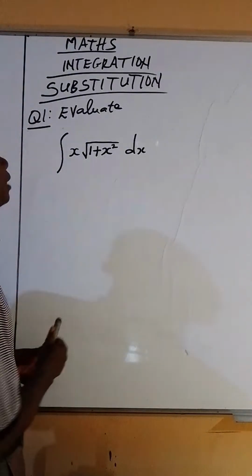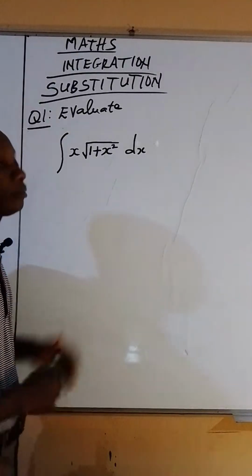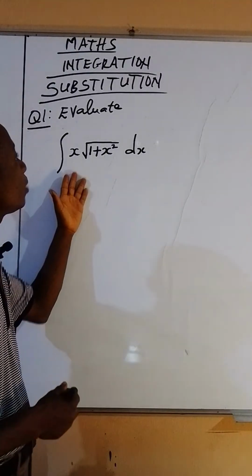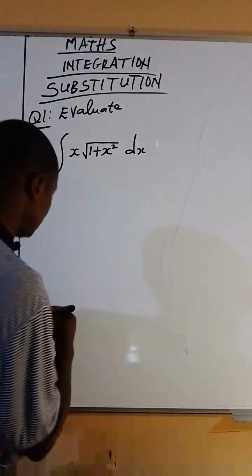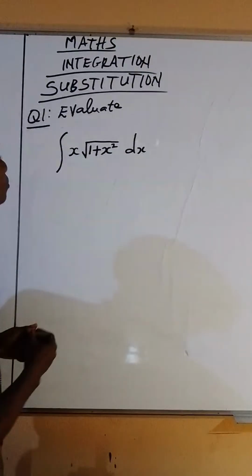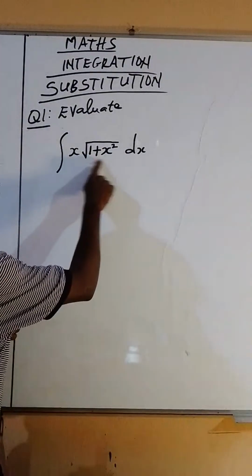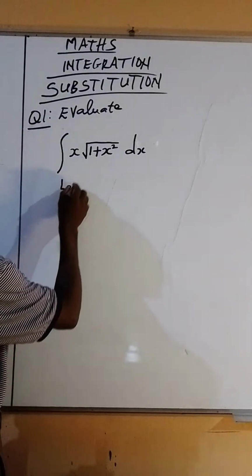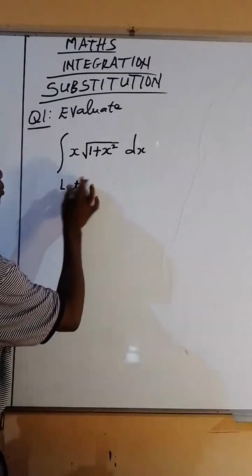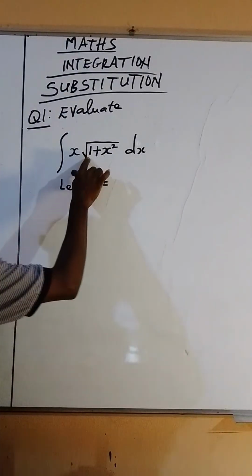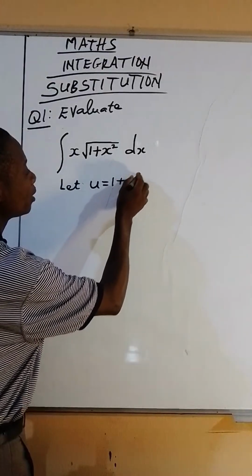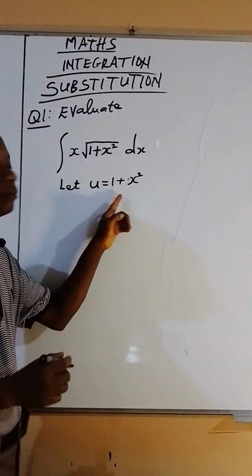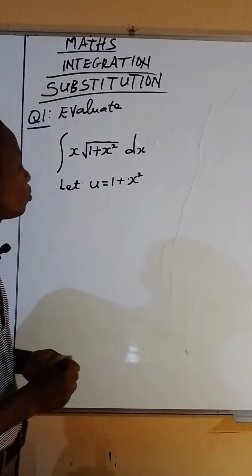This morning, we will be looking at integration by substitution. So on the board, we have an integral expression, and what we are simply going to do to solve this problem is to substitute. So here, we are going to say let u be equal to 1 plus x squared.